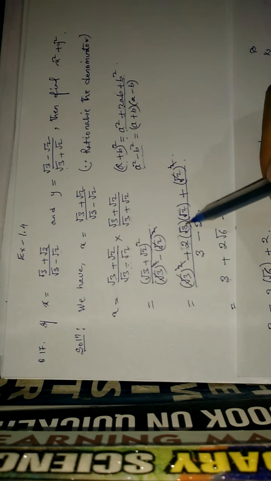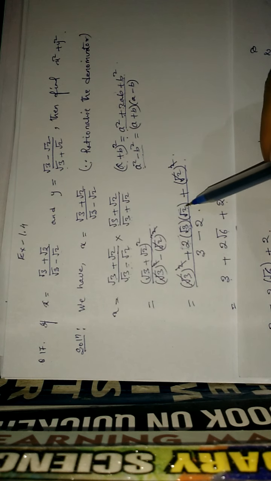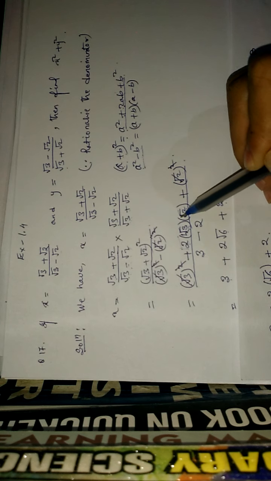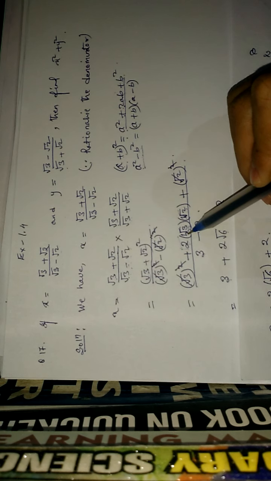Then cancel this and this and this and this. So 3 will remain from here, 2 will remain from here. Since this 3 and 2 are positive, we can add these two. 3 plus 2 is 5 plus 2 root 6.